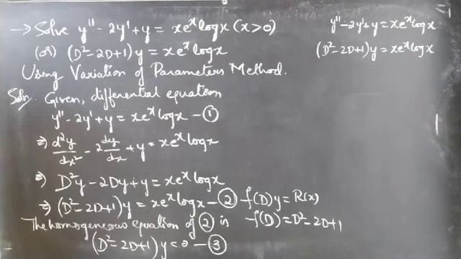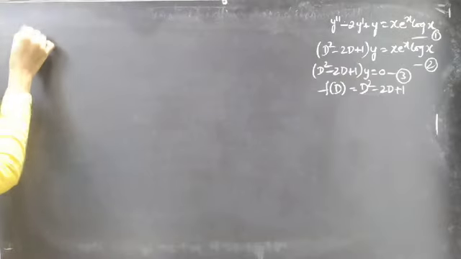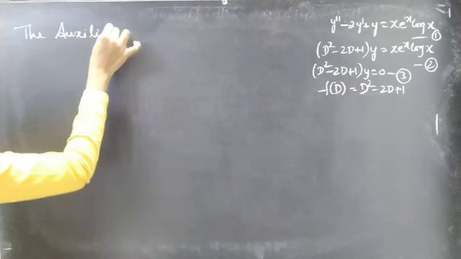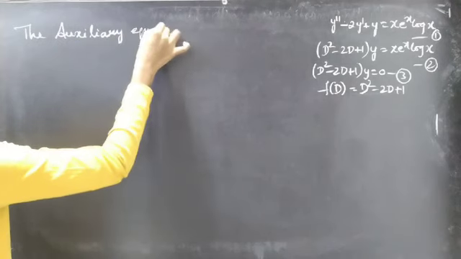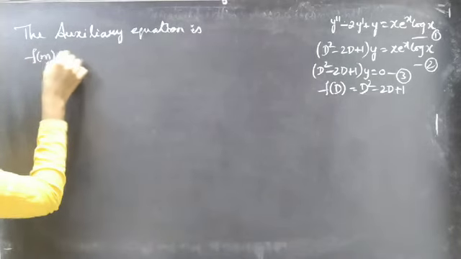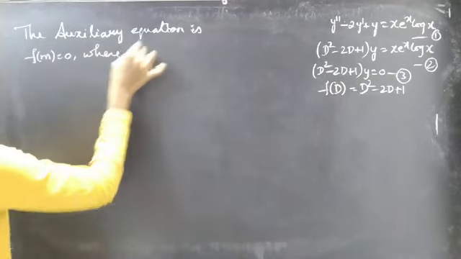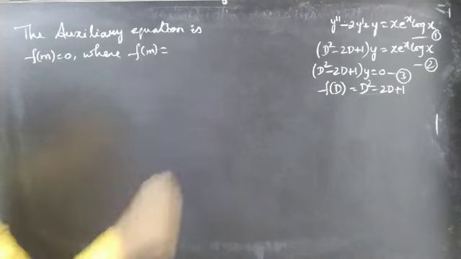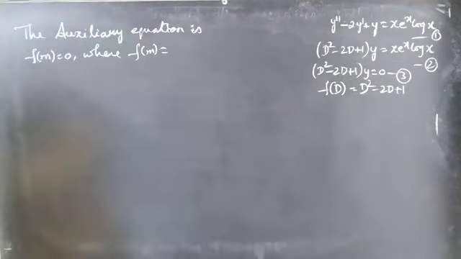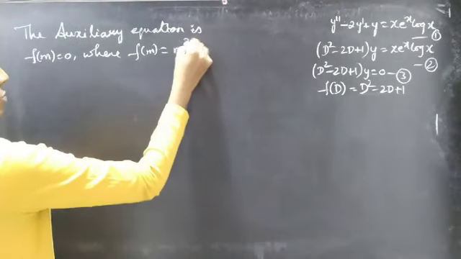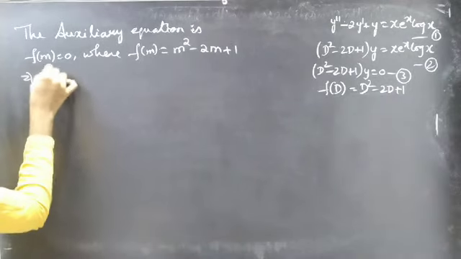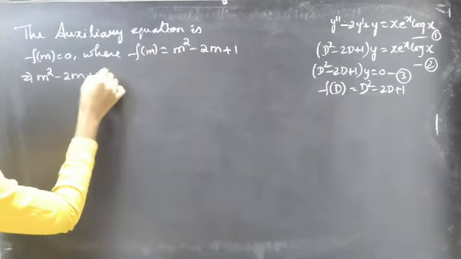Now coming to the auxiliary equation. The auxiliary equation is f of m equal to 0, where f of D is D square minus 2D plus 1, right? Let's replace the differential operator by m, so that we'll get f of m equal to m square minus 2m plus 1. Then the auxiliary equation becomes m square minus 2m plus 1 equal to 0.